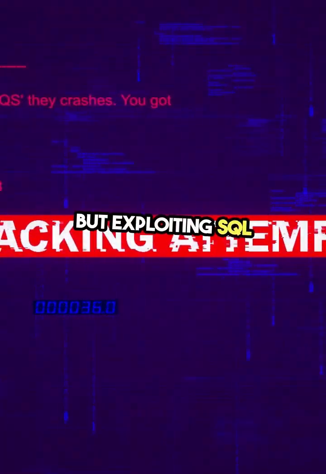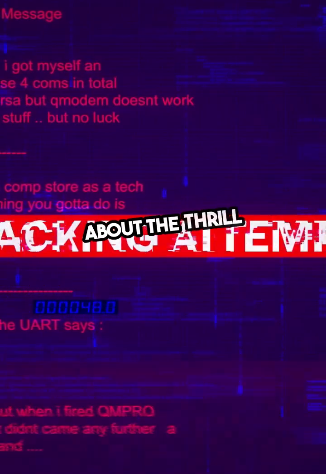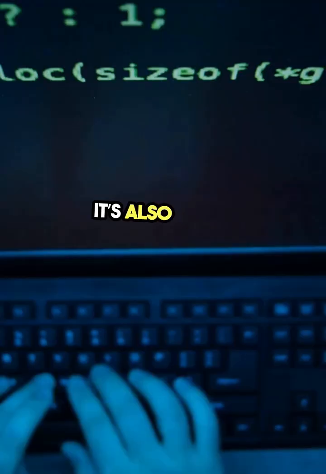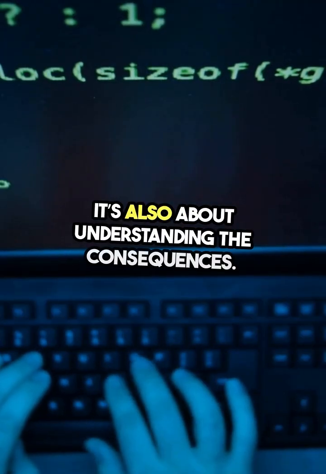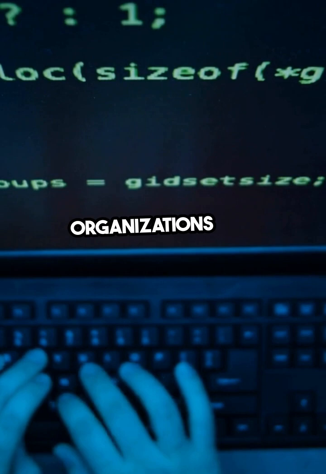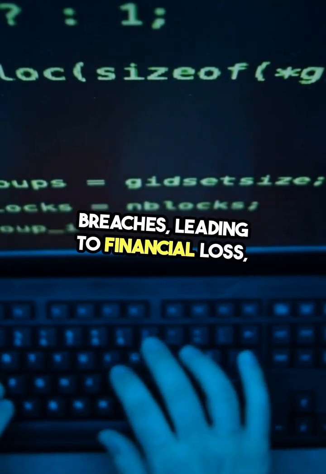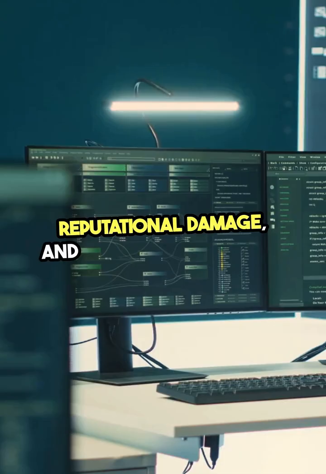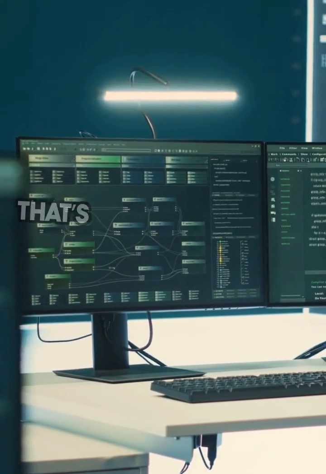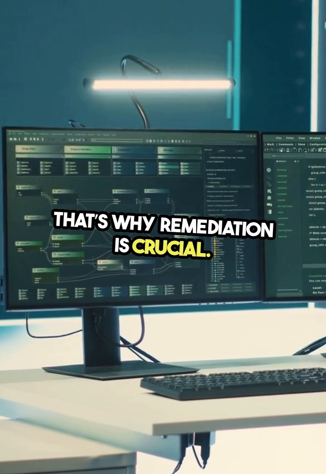But exploiting SQL injection isn't just about the thrill of breaking in. It's also about understanding the consequences. Organizations can suffer massive data breaches, leading to financial loss, reputational damage, and legal repercussions. That's why remediation is crucial.